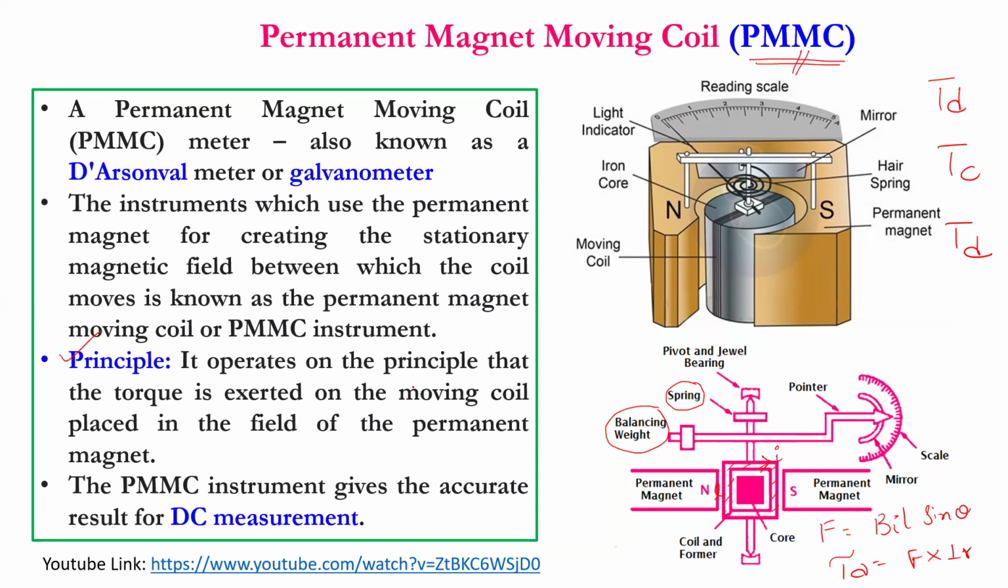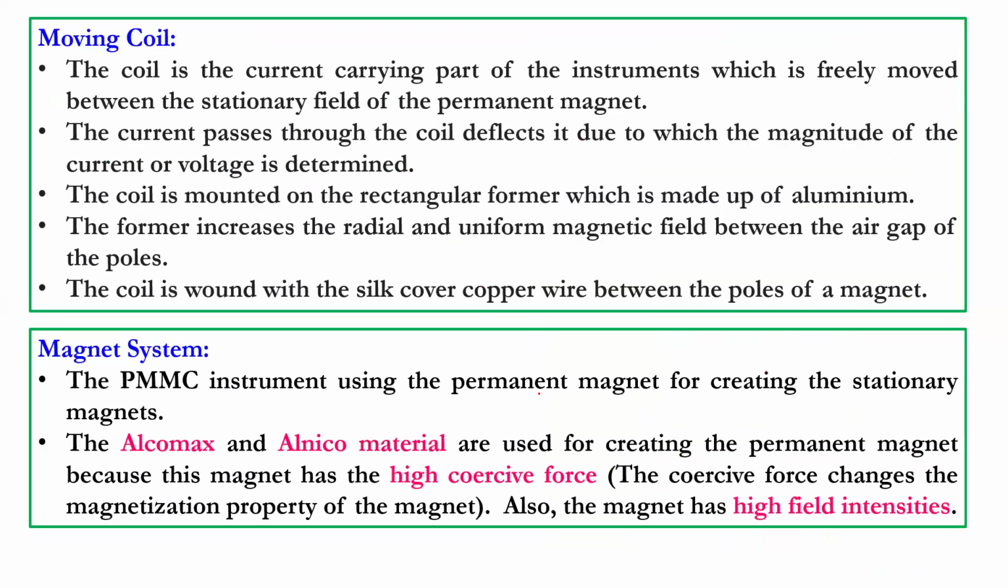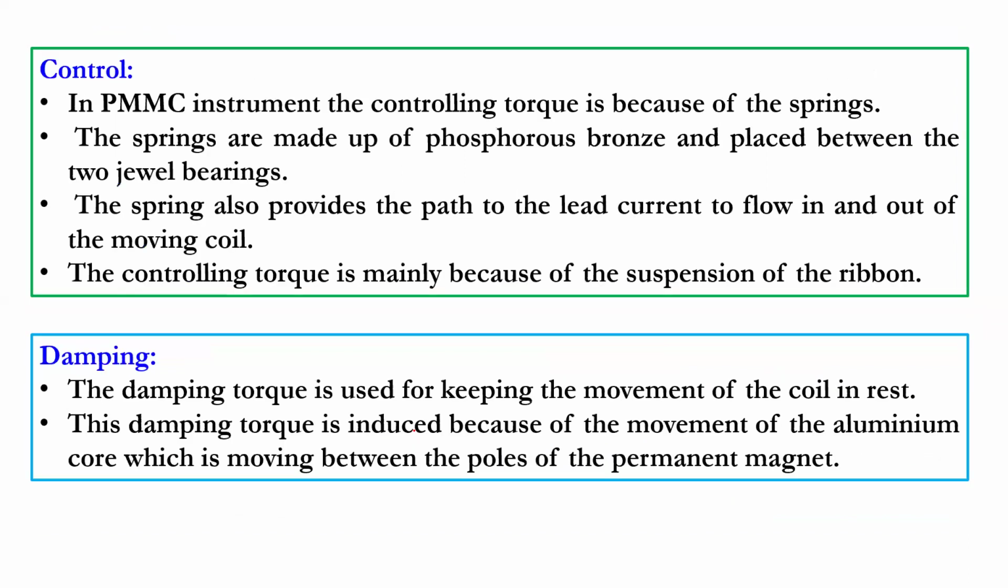It operates on the principle that torque is exerted on a moving coil placed in a magnetic field. That is the motor principle. Remember, we use the motor principle for PMMC. All these use a moving coil made of copper wire. And for the magnet system, we can use Alnico or Alcomax material.